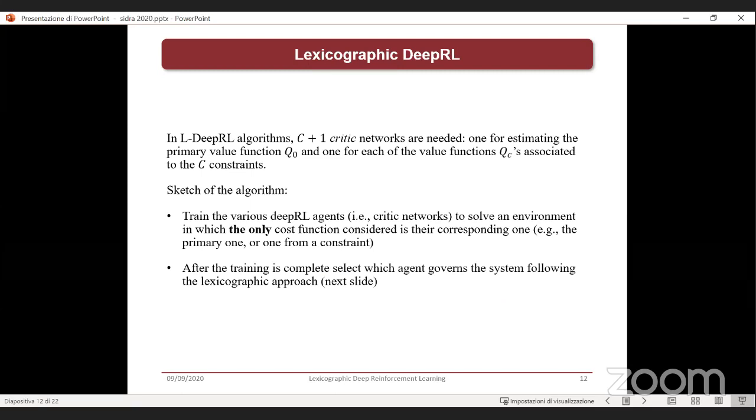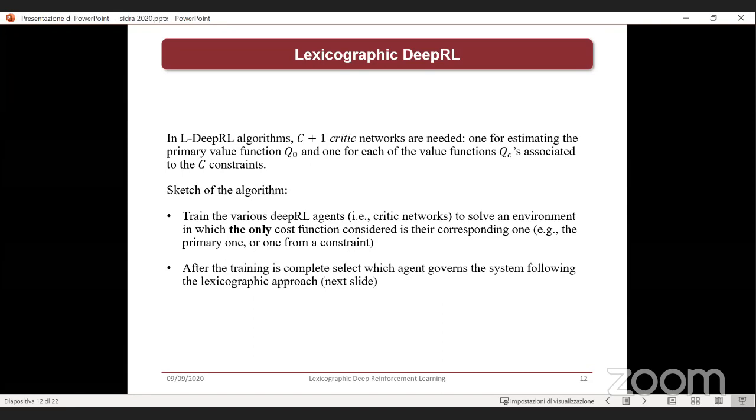So in lexicographic deep reinforcement learning, we will train C+1 critic networks, where a critic network is nothing more than an approximator of the value function. The number C is the number of constraints. The plus one comes from the presence of the original primary cost. So the sketch of the algorithm is the following. We train the various deep reinforcement learning agents, so the various neural networks, to solve an environment in which we consider only a single cost function, the one associated to the network. And this training can be done in parallel since the various neural networks do not interact with one another, since they consider only their own cost function.